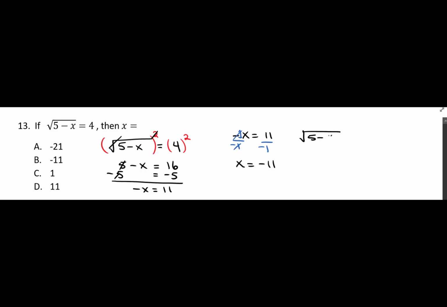So you take the original equation and you're going to plug in the answer that you found. So this is the square root of 5 minus negative 11. 5 minus negative 11 gives you 5 plus 11 in the square root. And 5 plus 11 is equal to 16. And the square root of 16 is equal to 4. So it did work out. So negative 11 is the correct answer.